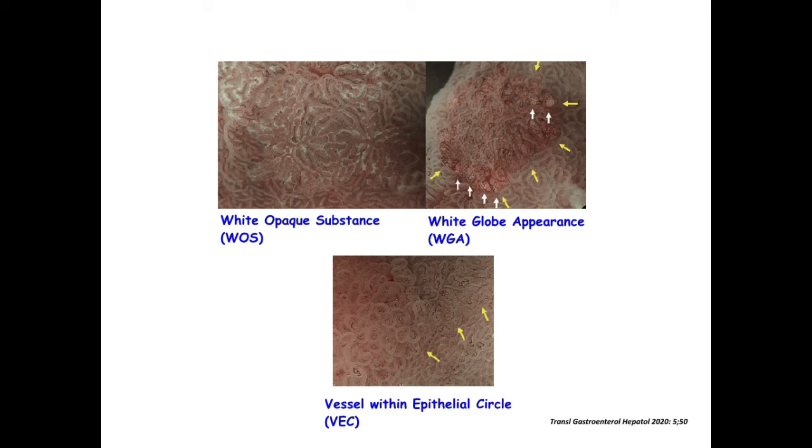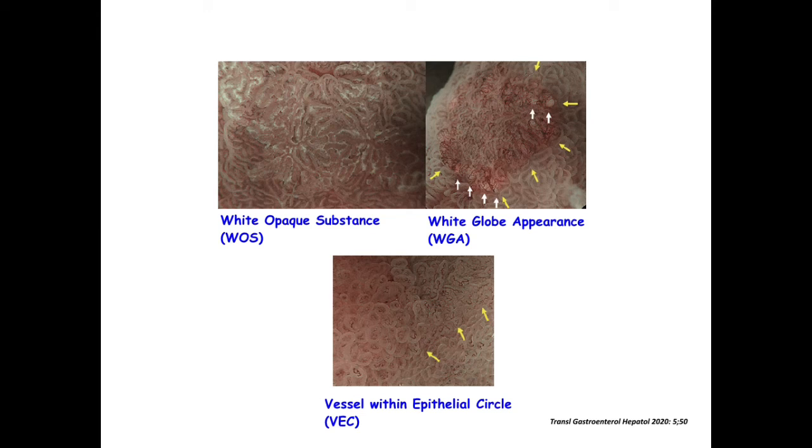A white opaque substance is seen in the top left image. You can see these white structures. If these white opaque substances occur in an irregular distribution, then they suggest an early gastric cancer. On the top right hand side, you again see a lesion. Look at the areas pointed by the white arrows. You can see these pale roundish structures. These are called the white globe appearance. If you have a white globe appearance, this again is suggestive of early gastric cancer.